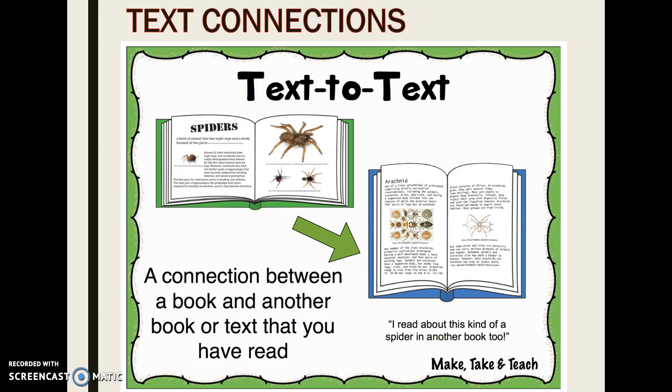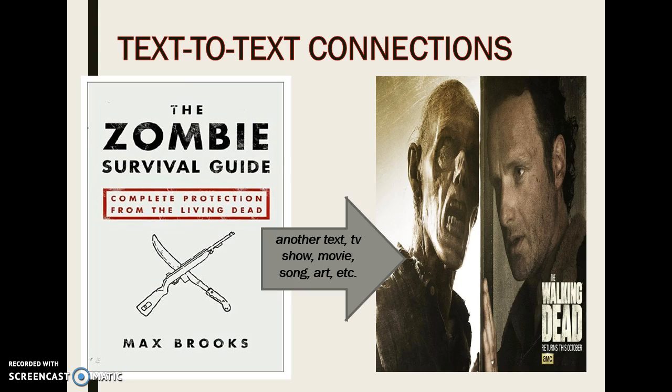Text to text: a connection between a book and another book or text that you have read. If you're reading the Zombie Survival Guide: A Complete Protection from the Living Dead, another text, a TV show, a movie, a song, art, video games, etc., can really help you to connect what you're reading with something that you may have read before or have seen before, if you think of text as outside of the cover of a book.